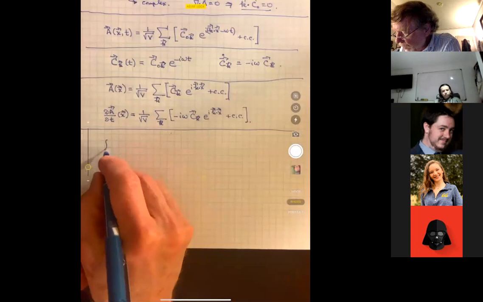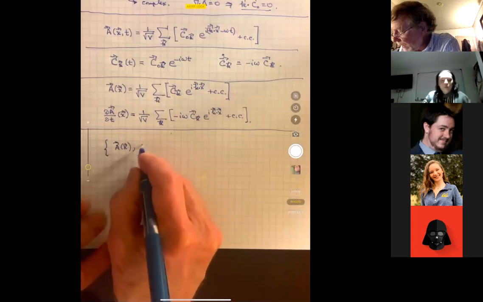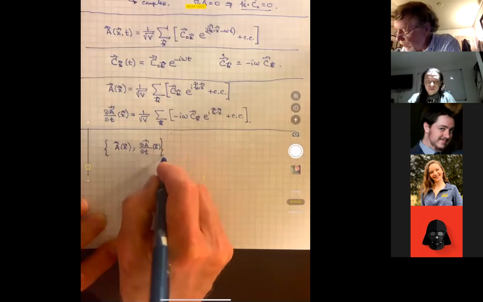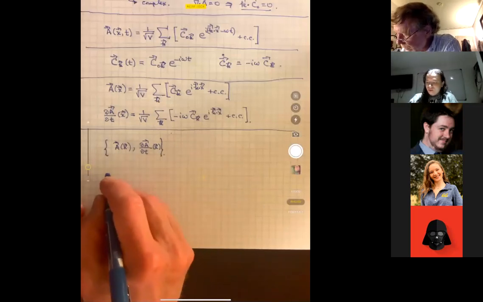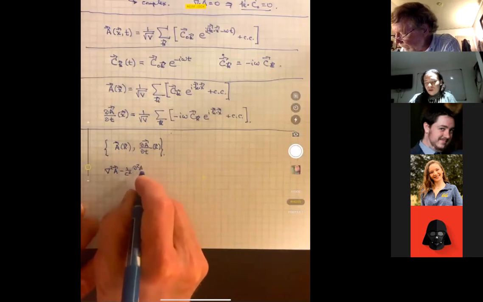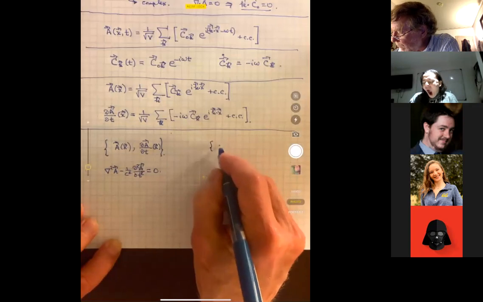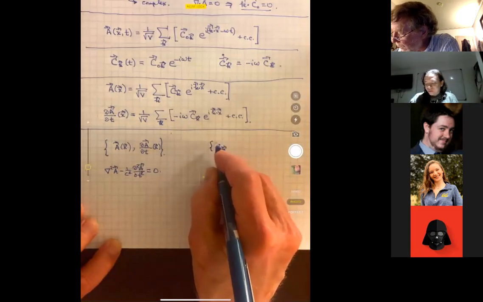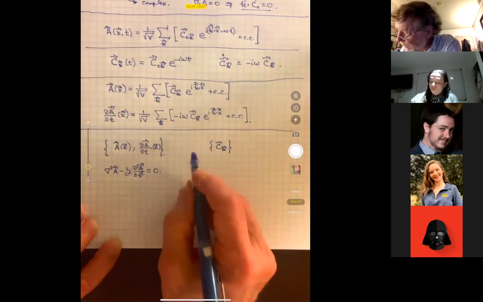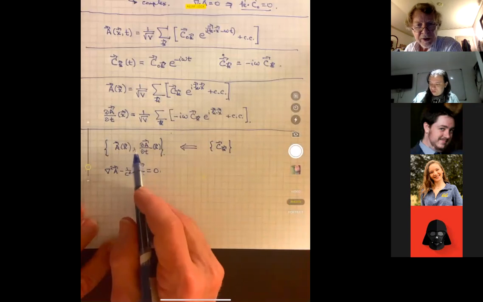If I form a set of objects here, let's call it A of x and the partial of A with respect to t of x. As I just explained, this gives us a dynamical state of the system, and the equations of motion are the wave equation for the free field. However, this collection of amplitude vectors, c sub k, these are transverse vectors in k space. Knowledge of them implies the dynamical state of the system.